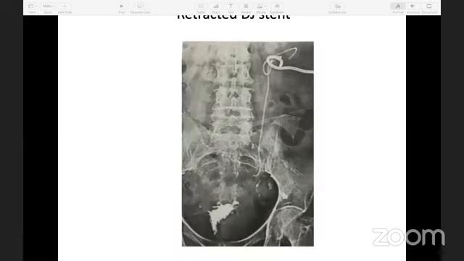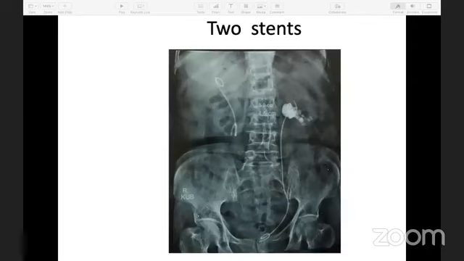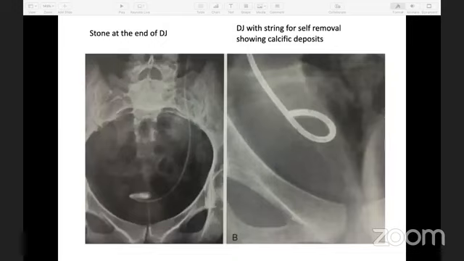Upward migration and fracture of DJ stent. This is a plain X-ray with two DJ stents. The right one is in the CBD. Incrustation at the lower end of the DJ.